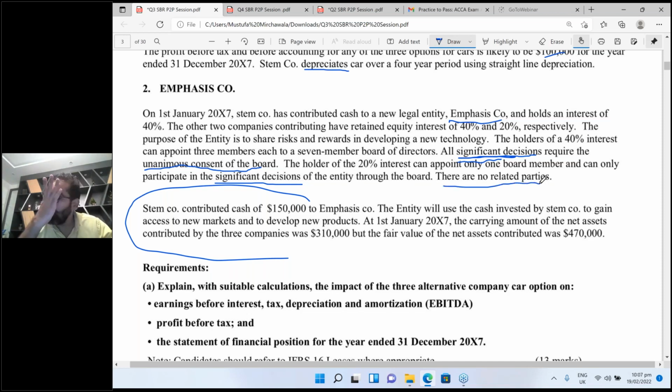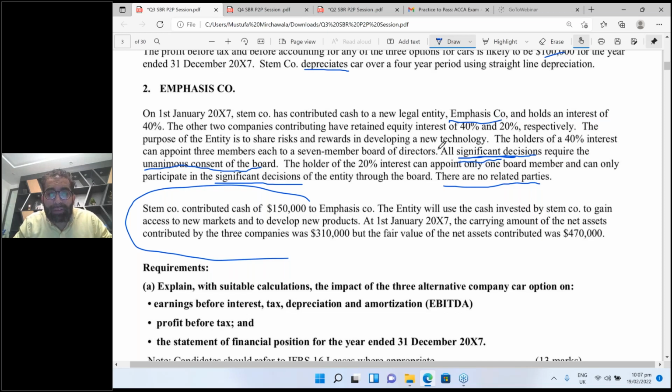Okay. So what is the setup? The new company formed, which is Emphasis Company, 40% is held by STEM, 40% is held by another guy, and 20% by one more guy. What is the composition of the board? There will be total seven board members. 3 belong to STEM, 3 belong to the other guy, and 1 belongs to that 20% holding. Okay. Now, do you think the 3 of them have joint control? Yes, the 3 of them have joint control.